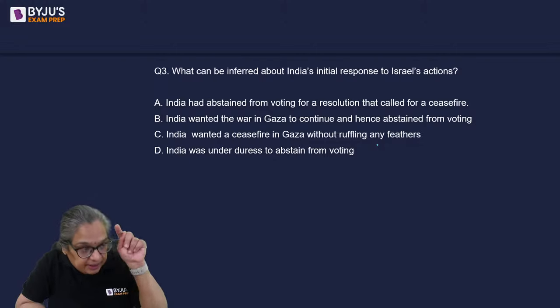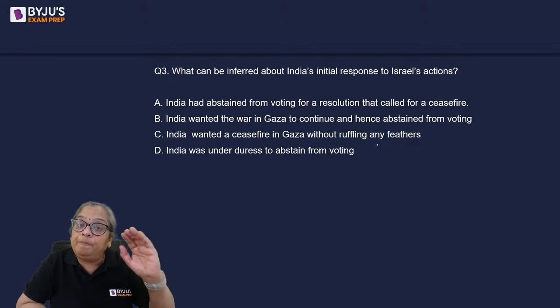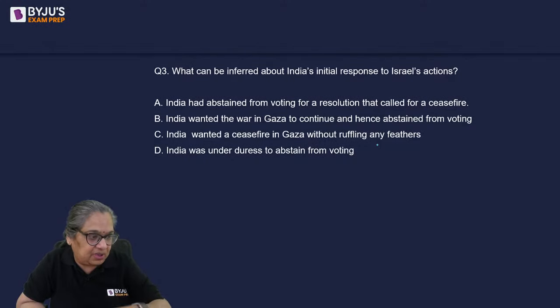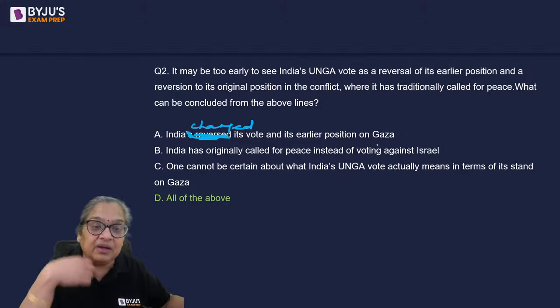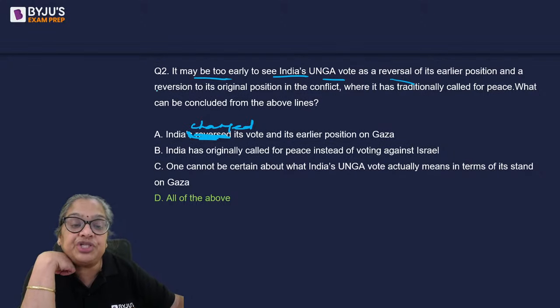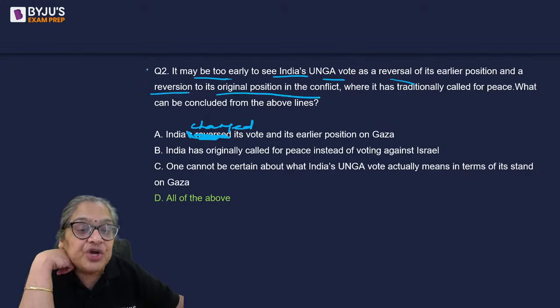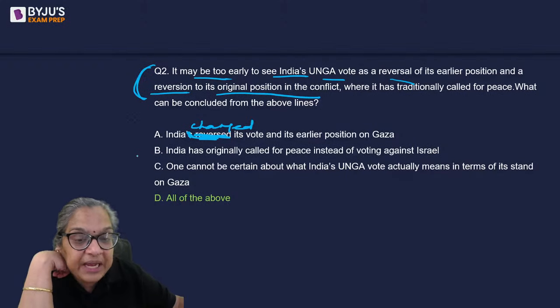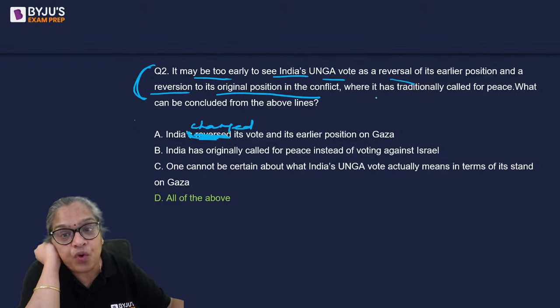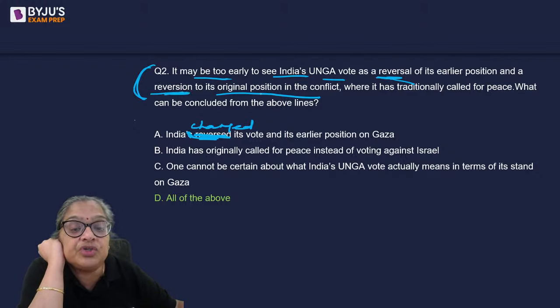Initial response. The present article talks about the vote where it changed, and it voted in favor of a resolution which asked Israel to stop all action. It may be too early to see India's vote as a reversal of its position and a reversion to its original position. So we do not know what was the main reason for the change. It changed its vote, but the author is saying it's too early to say that it has reverted to its original position. Then why did it change its vote?